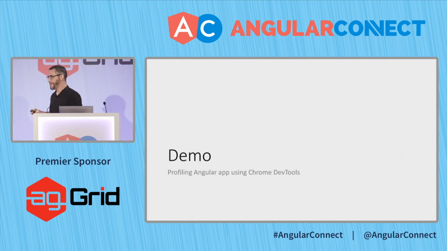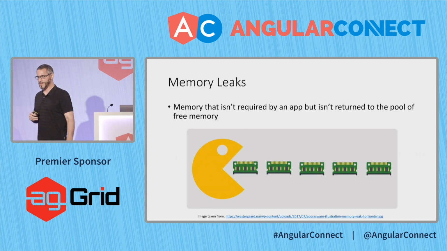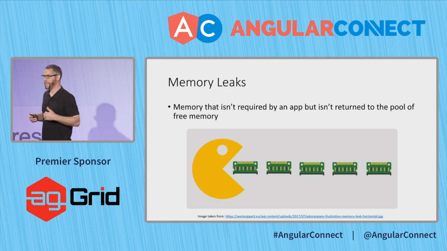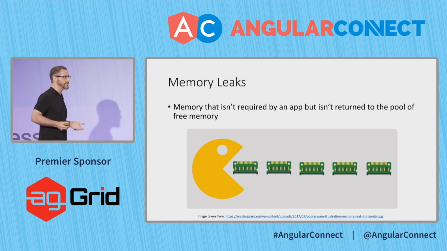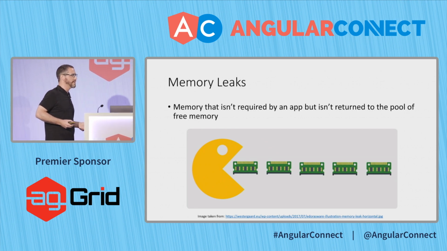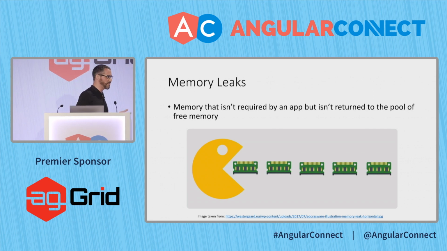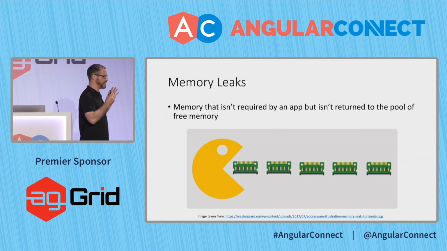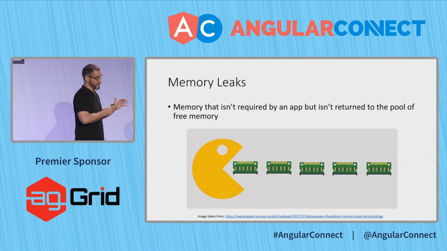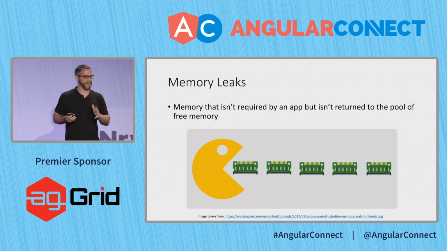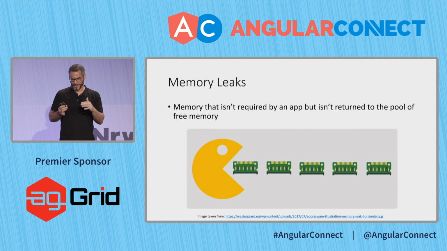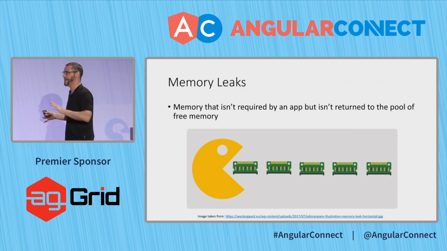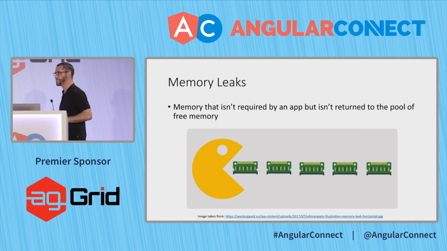Another thing about profiling is memory leaks. A memory leak is memory that your application uses that isn't returned to the memory pool. That memory isn't freed by the application. It gets stuck in memory, and what happens is the available memory of the application starts to decline until you don't have any memory and the application crashes.